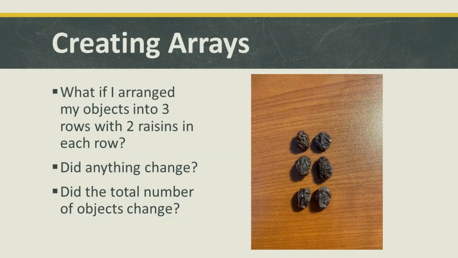What if I arranged my objects into 3 rows with 2 raisins in each row? Did anything change? If so, what changed? Did the total number of objects change?